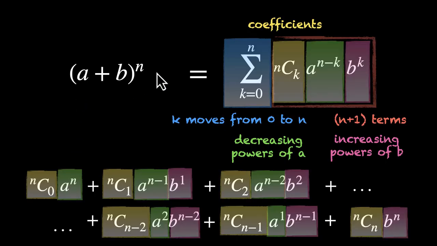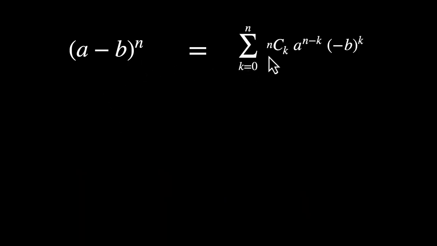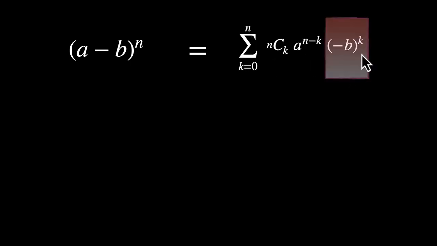Now let's play with it. The first thing that we can do is change this value of b to minus b. By doing this, we'll get the expansion for (a - b)^n. So let's do that. (a - b)^n is actually equal to the summation k equals 0 to n, everything remains the same, and then finally we have (-b)^k. The only change is that from b, we move to minus b.